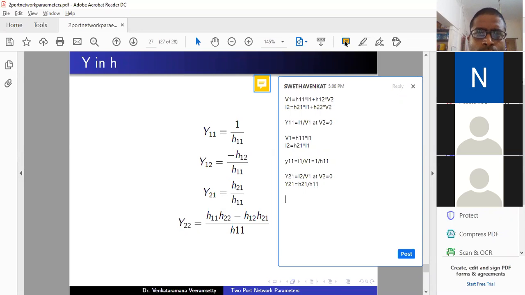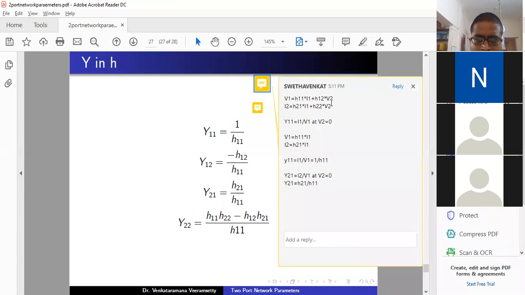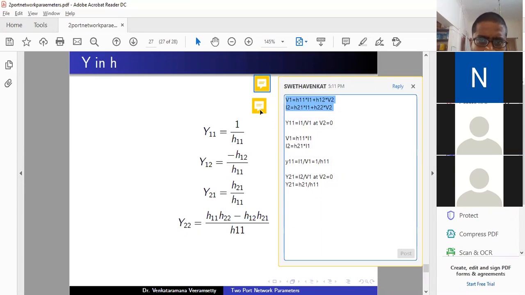Now we move to another parameter, the Y22. So again, first copy these two equations.